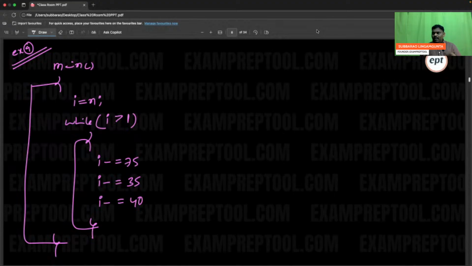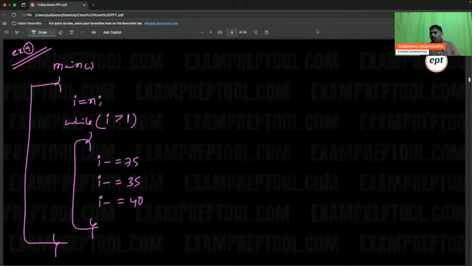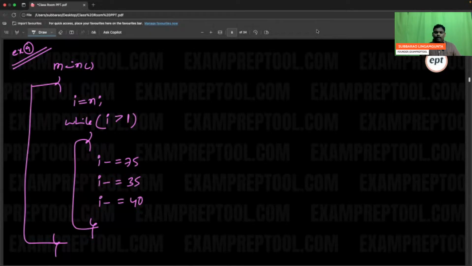So here, the n value, right? I started from a big number, so you have to decrement. Overall, you have to decrement. Already it is big, so you have to decrement.